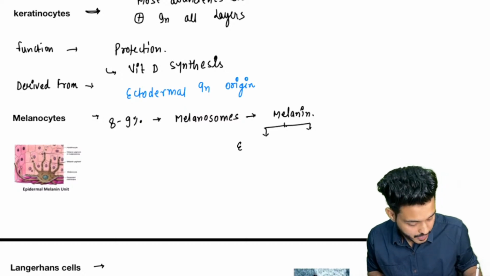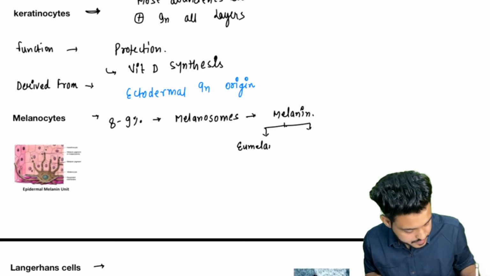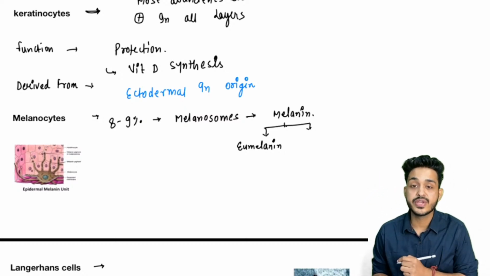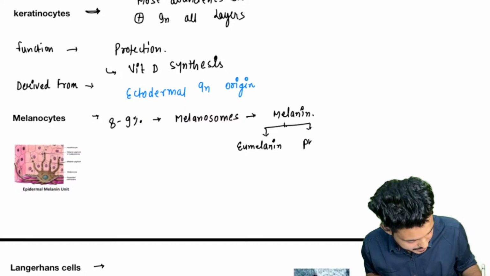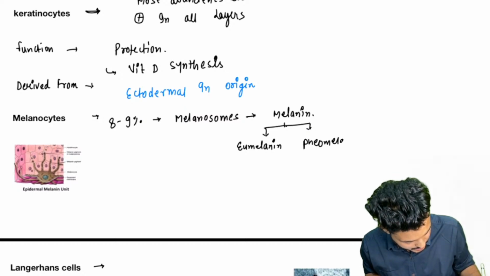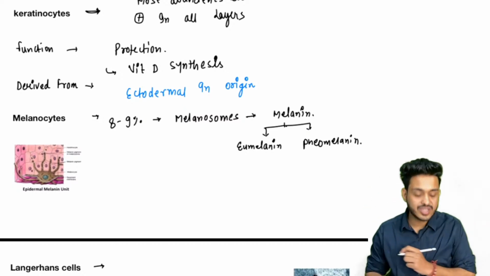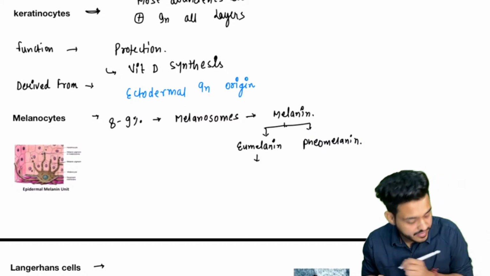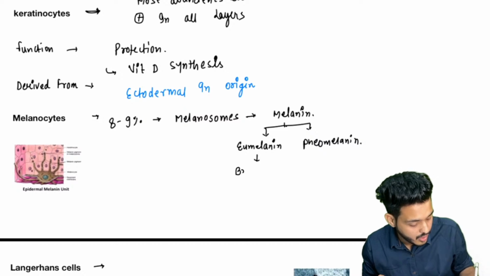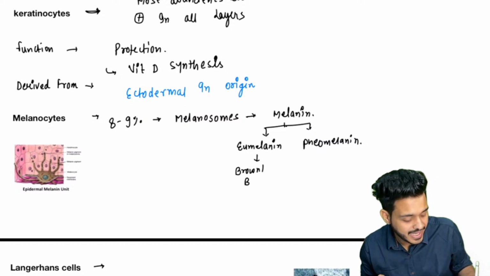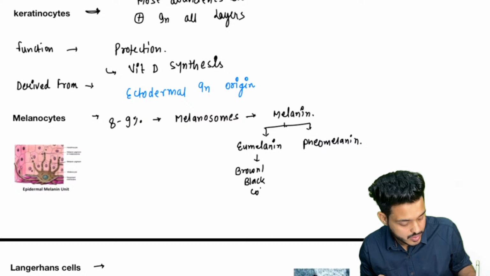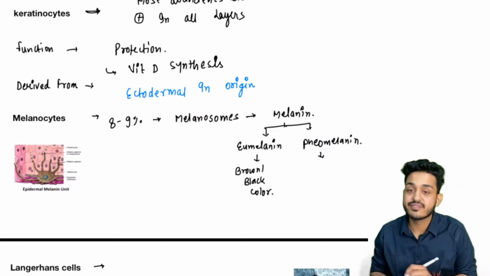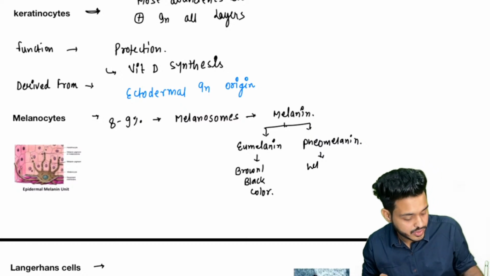First one is your eumelanin. And the second one is your pheomelanin. So what is the color eumelanin will give you? So the eumelanin will give you brown or black color, whereas pheomelanin will give you white or you can say yellow color.